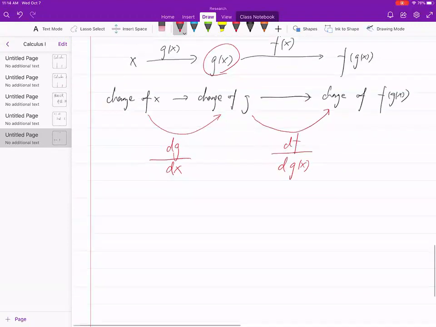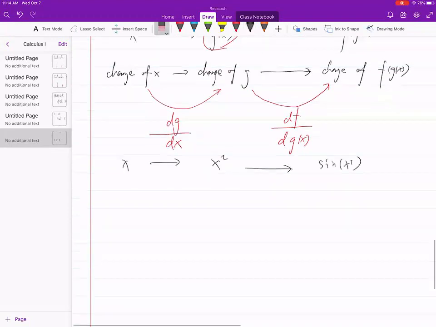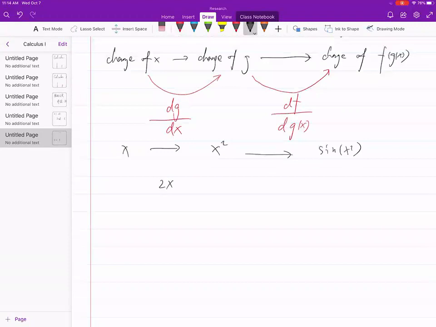For example, think about sine x squared. x goes to x squared goes to sine x squared. The derivative here is 2x. What does it mean? That means d x squared over dx is 2x. That means if x changes by a little, x times this is going to give you the change of x squared. Still okay here?